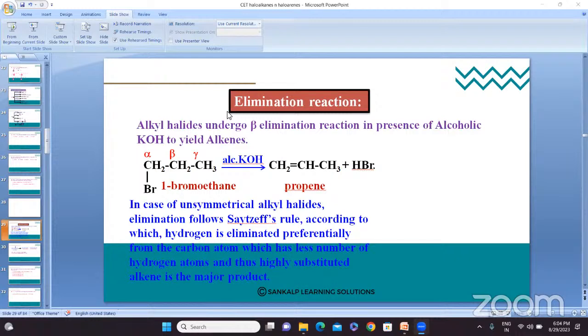According to this, what will happen? The hydrogen will be eliminated from the carbon atom which has less number of hydrogen atoms, and thus the highly substituted alkene will be the major product formed. So this is the elimination reaction. We have seen this also.